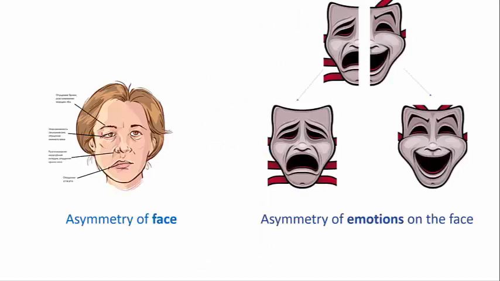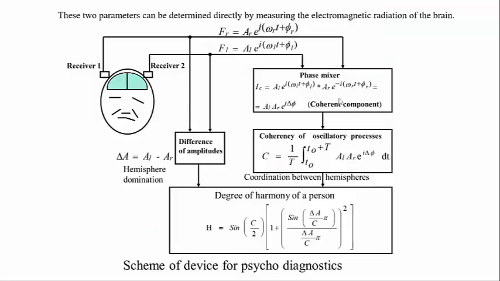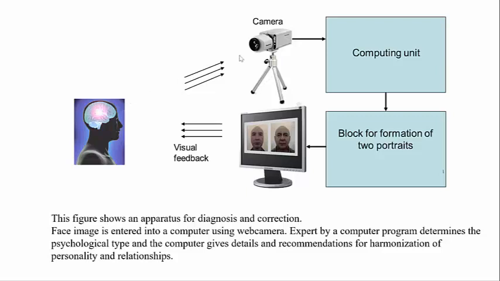In addition, the state of the hemispheres is reflected on the face of a person in the form of asymmetries of the face and asymmetries of emotions on the right and left sides of the face. Methods have been found for determining these parameters of the brain, both directly, by measuring radiation of the brain, and indirectly, by analyzing the image of the face using a video computer system. The same system allows you to recognize a person and to correct his psychophysical state on the basis of biological feedback, as well as to find ways to harmonize personality in relationships.